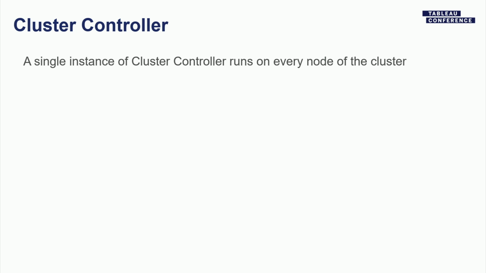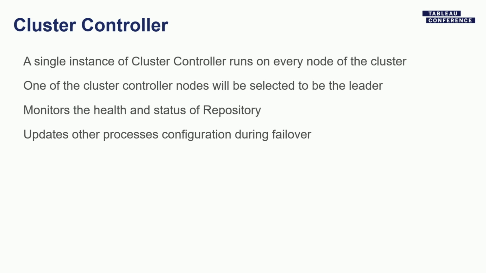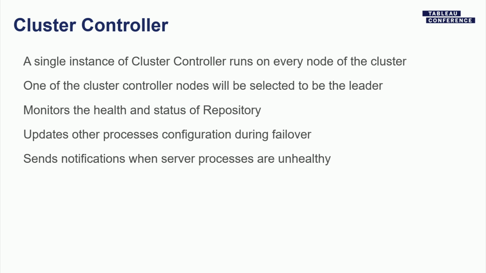As I already said, there is a single instance of it on every node, and one of these instances will be elected a leader for this particular cluster. What it does is monitor the state of the Postgres or repository processes running on those nodes where they are configured to run. And if something happens to a repository, like failover happens, it updates configuration for all other processes to know where the new active repository is. It also monitors health and status of other processes, and if something goes wrong, it sends notifications if those processes are unhealthy.